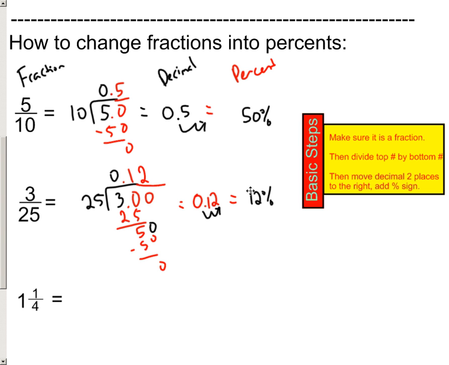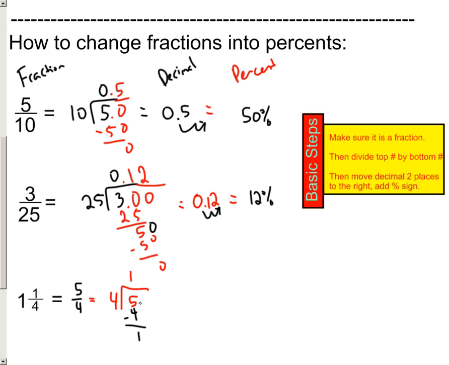And now this last one is what we do when we don't have a fraction. Make it into a fraction. 1 times 4 is 4, and 4 plus 1 is 5. So that becomes 5/4. Now we can take 4 and divide it by 5. I'm sorry, I've got that flipped around. Again, we take the top number and divide it by the bottom number. So 4 is on the outside, 5 is on the inside. 4 goes into 5 one time. Don't panic, that's fine. We can have a percent that's more than 100. And we've got 1 left over.